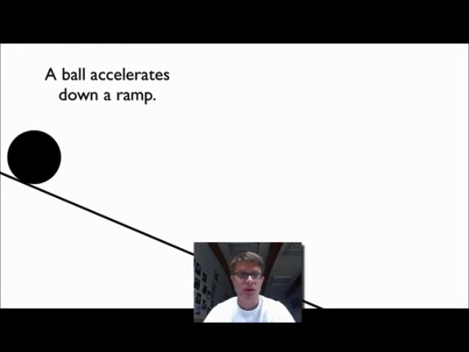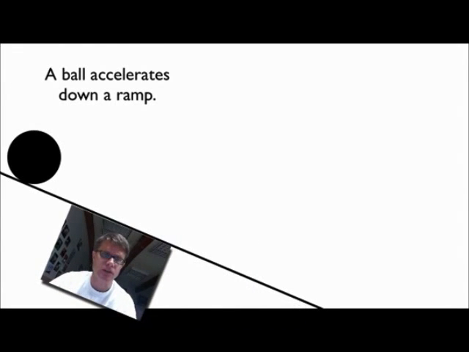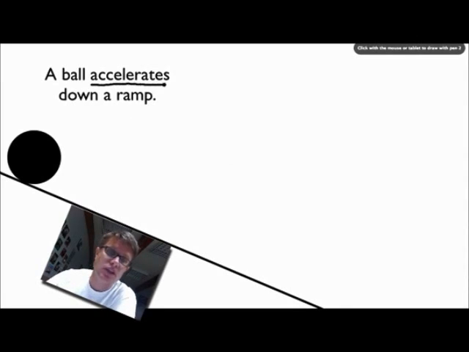Okay, let's try another one. So the next one, what we've got is a ball accelerating down a ramp. Now, one thing you want to start listening for is acceleration or constant velocity. If something's accelerating, that means it's getting faster and faster, and that usually means we have unbalanced forces. If it's constant velocity in these problems, that means that the forces are balanced, and we'll get to one of those in a second.